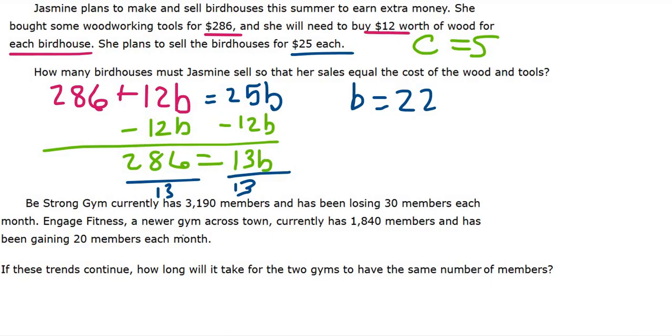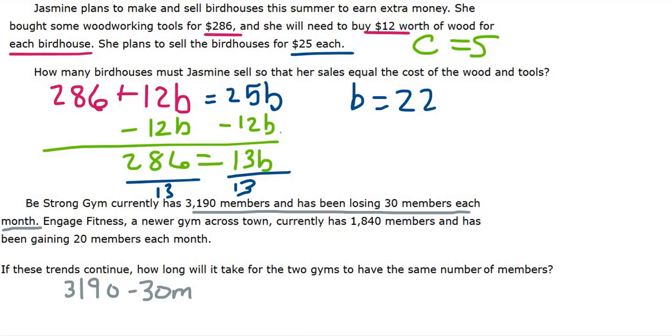Be Strong Gym currently has 3,190 members and has been losing 30 members each month. So if I had to represent that, my starting value would be 3190 minus 30M, M standing for months. I don't think they're ever going to try to trick you and say one gym is losing per month and the other one's losing per week or something like that. They won't make it that kind of complicated. And we want to find out when these are going to be equal.